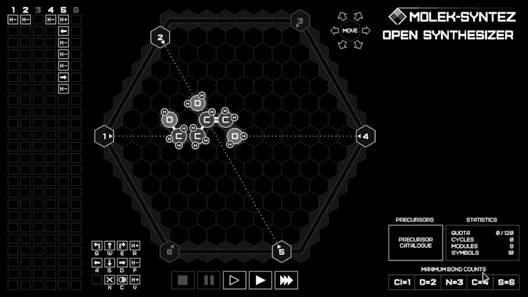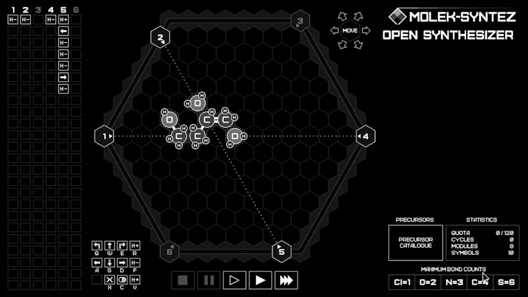Today we're going to be synthesizing anal lube, surprisingly enough. So we're not only going to be synthesizing one molecule, but multiple molecules, namely glycerin, propylene glycol, sorbitol, methylparaben, benzoic acid, hydroethyl cellulose, and water.